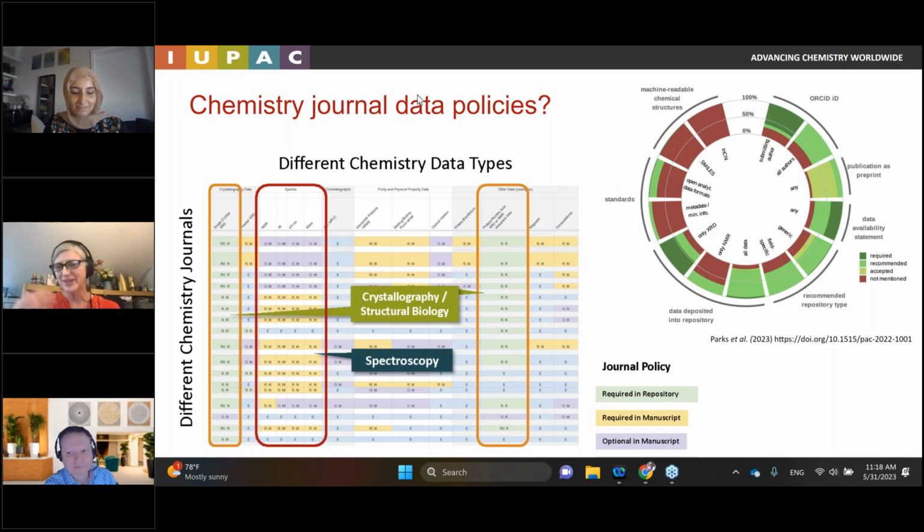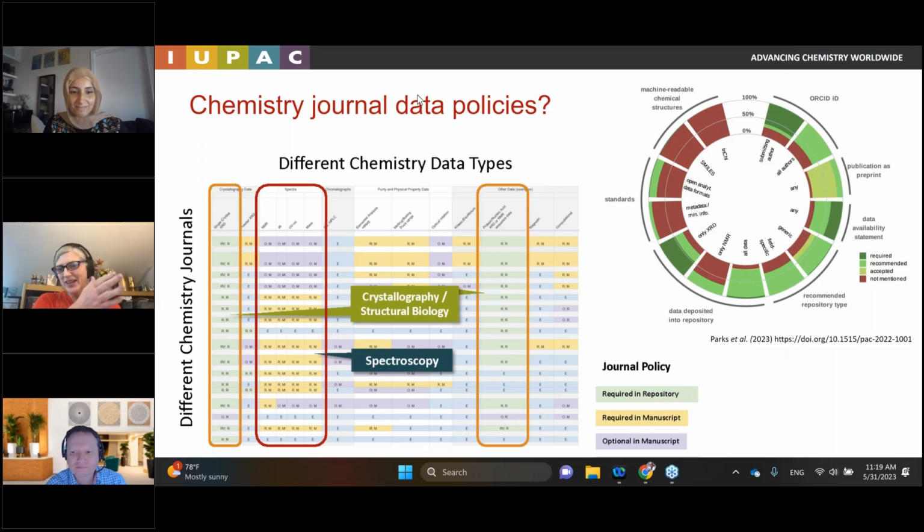The green is sort of more machine readable, native data file formats, et cetera. We've made some progress in ORCIDs. We've made some progress in data availability statements. You've probably at least had to submit your ORCID with your manuscript.